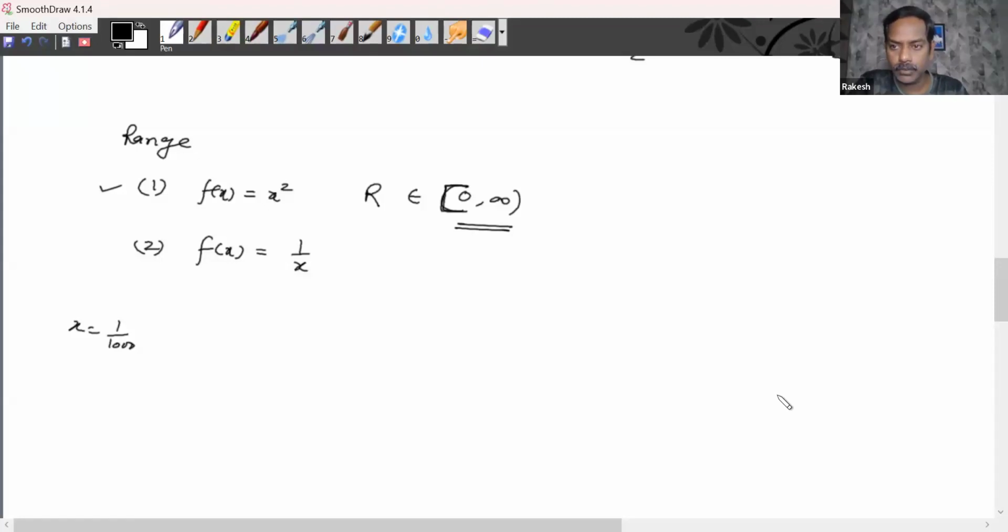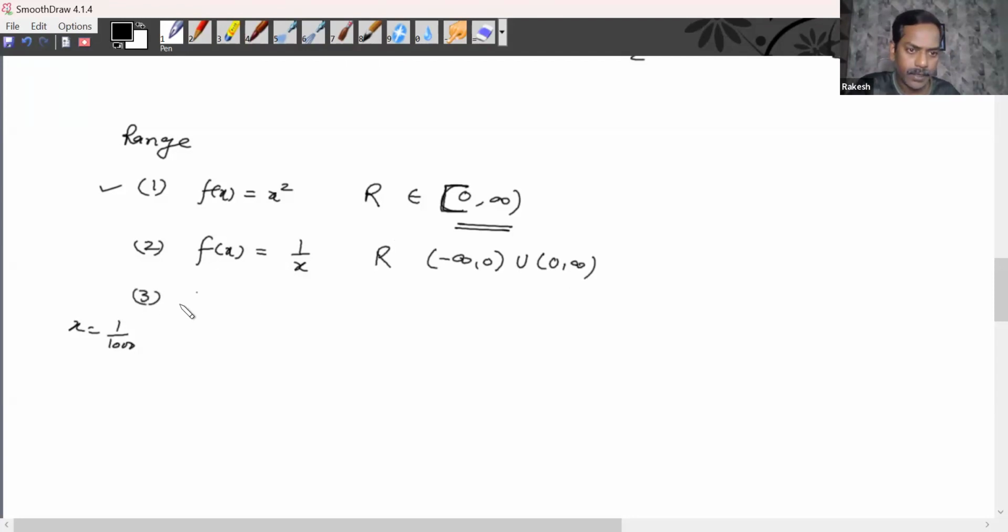Then it has to be 0 only, right? f of x cannot be 0, because no matter what value of x you take, it will be 1 over that value. It will be 0.000 something, but it will never approach 0, right? It will never be equal to 0. So again, here the range is all the possible values except 0. So we can say that the range would be from minus infinity to 0, union 0 to infinity, right?